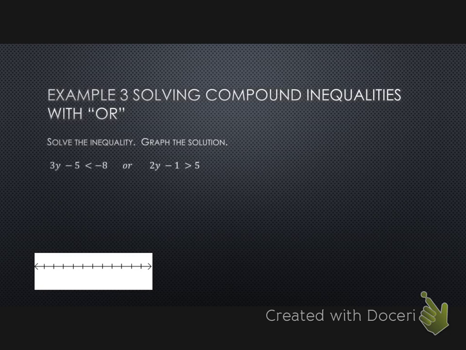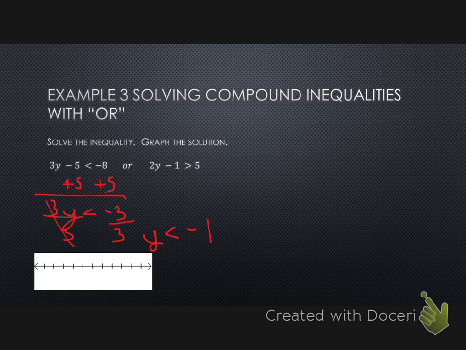So now I've got 3y minus 5 is less than negative 8, or 2y minus 1 is greater than 5. So first I need to solve each of my equations. I'm going to add 5 to each side here first, remembering to get rid of what's added or subtracted first. And I will get 3y is less than negative 3. Divide by 3. And I'm going to get y is less than negative 1.